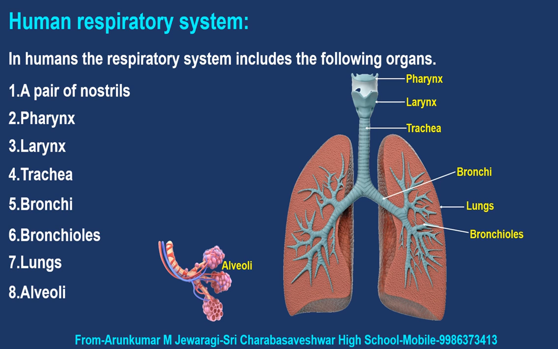Next, we are going to know about alveoli. These alveoli are always present at the tip of the bronchioles. Every tip of a bronchiole has innumerable small air sacs. Those air sacs are called alveoli. So these are the organs involved in the human respiratory system: a pair of nostrils, pharynx, larynx, trachea, bronchi, bronchioles, lungs, alveoli, and another part called the diaphragm. All these are the organs involved in the human respiratory system.